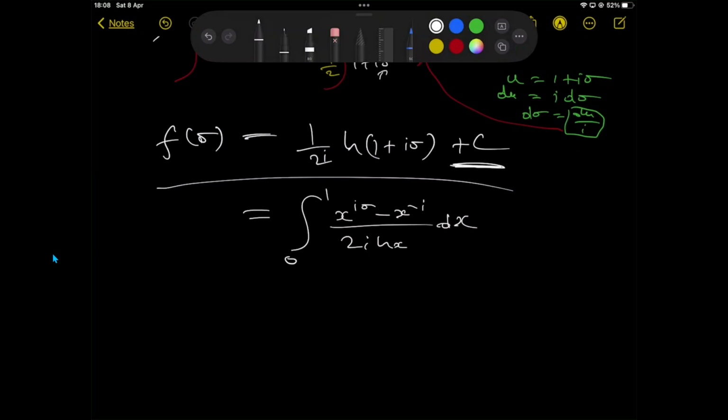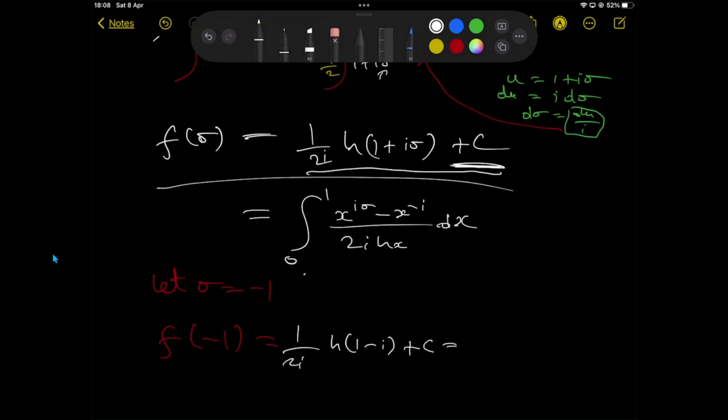So if f of sigma is equal to this integral, and it's also equal to that, we need to find c. In order to find c, we need to find a sigma value to sub in that makes the whole integral equal to 0. That sigma value happens to be -1. So let sigma equal -1. We get f of -1 equals 1 over 2i ln(1 + i sigma). i sigma in this case is just negative i because sigma is -1. So ln of 1 minus i, plus c, which is equal to this entire integral.